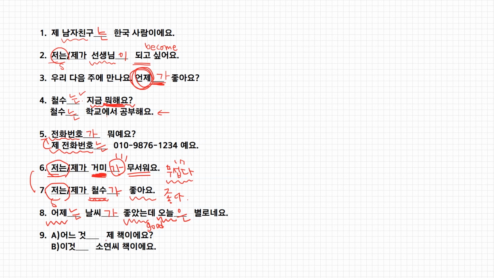Last question. 어느 것이 제 책이에요? Which one is my book? 어느 것, which one, is the subject in this interrogative sentence. Therefore, 어느 것이 제 책이에요? Also the new information. 이것은 소연 씨 책이에요. This one is yours. And here, 이것, this, is also the new information. Right? Therefore, 이것이 소연 씨 책이에요 is correct.